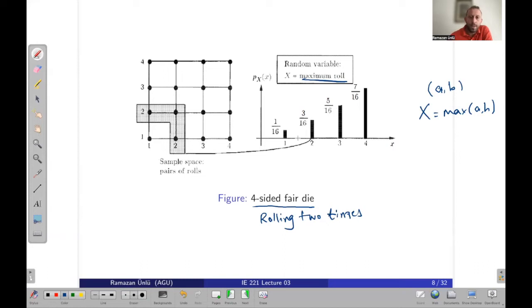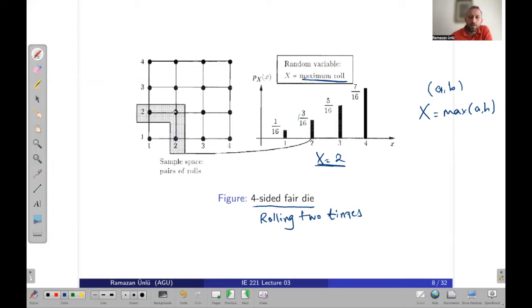So let's look at only this one. In this case, I'm saying that my x is equal to 2. So which points do I need to look at here?